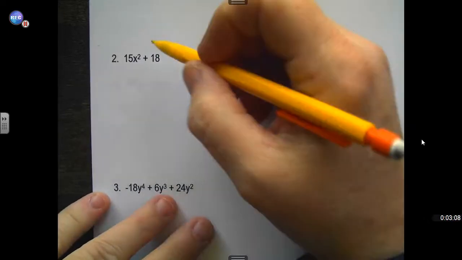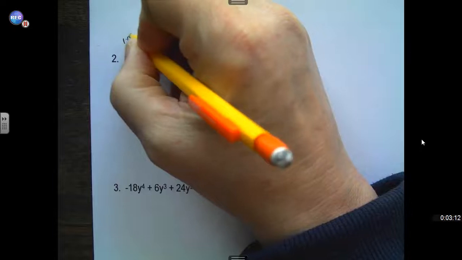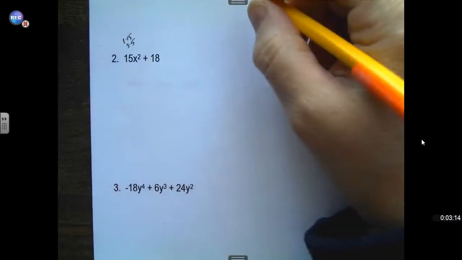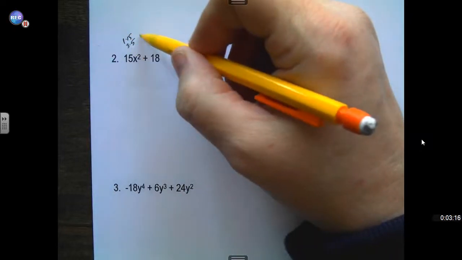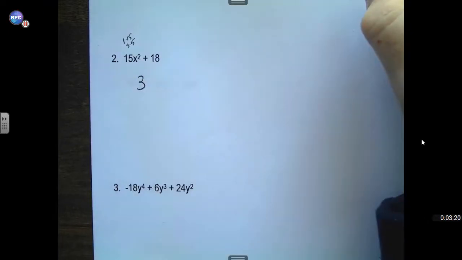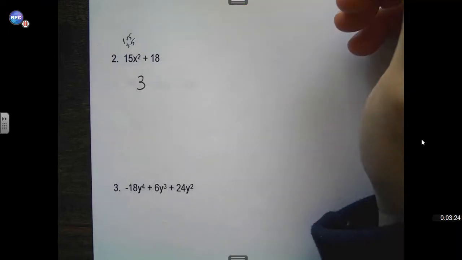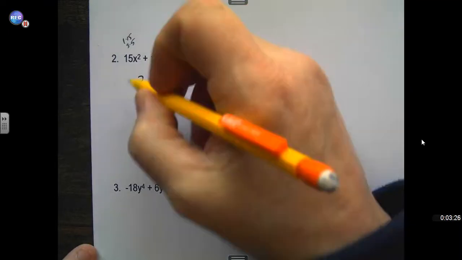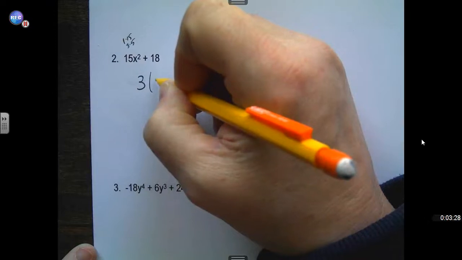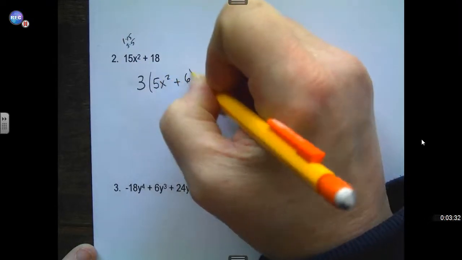For the next one, 15 is the smaller number, 1 times 15, 3 times 5. The greatest one of those that goes into 18 is 3. The greatest common factor is 3. We are going to get to the point where we are factoring it out. So if I factor that out, I get 5x squared plus 6.